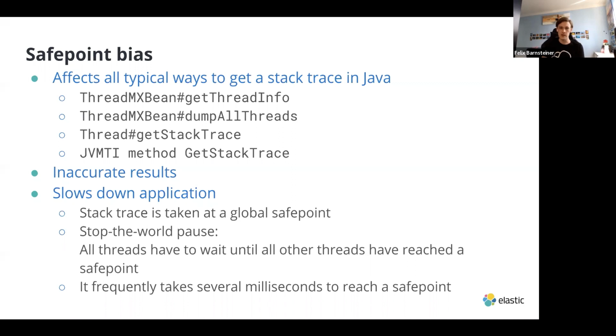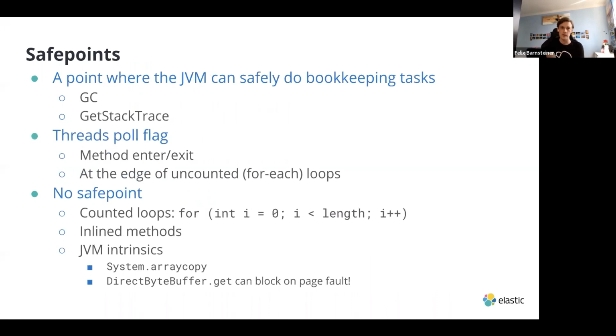So that might sound all a bit theoretical, so let's get into a bit more detail here and see an example later. So what is a safepoint even? That is the point in time where the JVM can do some bookkeeping tasks like garbage collections that require basically all threads to be at a global safepoint. And also to get the stack trace, as I told you, we have to be at this global safepoint.